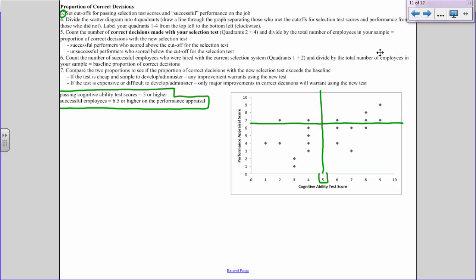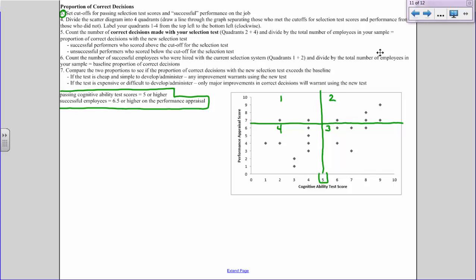So we're cutting through that. And then you want to label your quadrants 1 through 4 clockwise, starting at the top left. So we're going to go 1, 2, 3, 4.